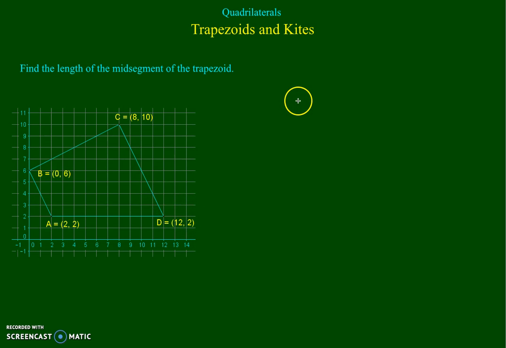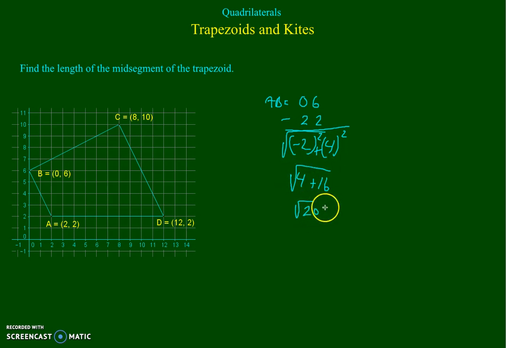Let's take the coordinates of AB, (0, 6) and (2, 2). This is going to be AB. And subtract. 0 minus 2 is -2. 6 minus 2 is 4. Square, add, square root. 4 plus 16. So that's the square root of 20.